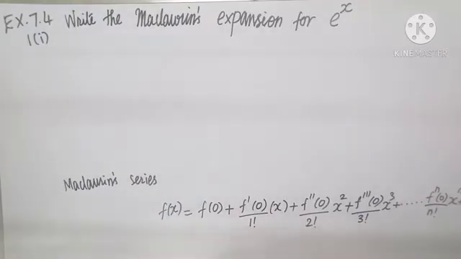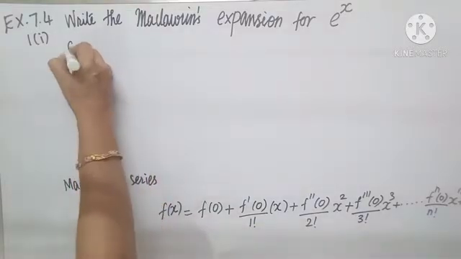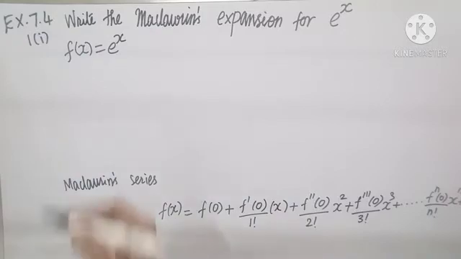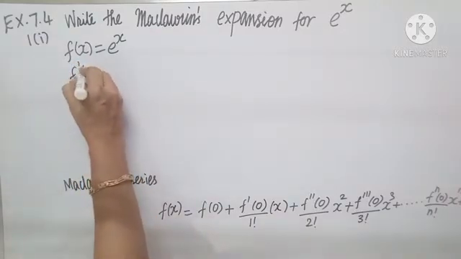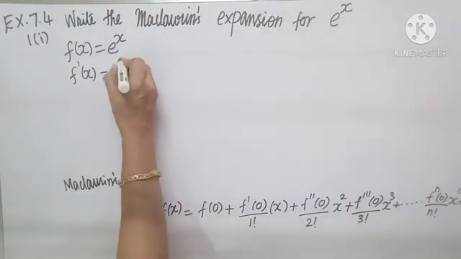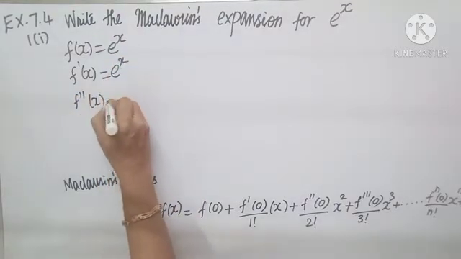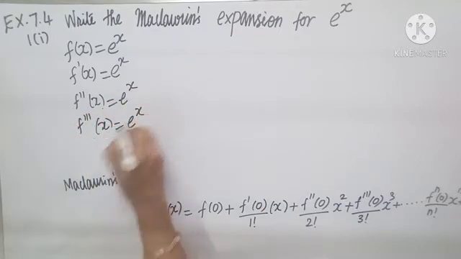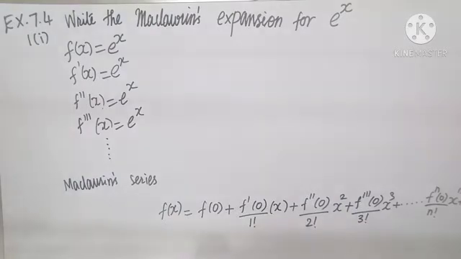Exercise 7.4, question number 1. Write the Maclaurin's expansion for e power x. The given function, call it f of x. Find the derivatives, f dash of x. E power x is the simplest problem where every derivative is e power x only. First derivative e power x, second derivative also e power x, third derivative also e power x, and so on.